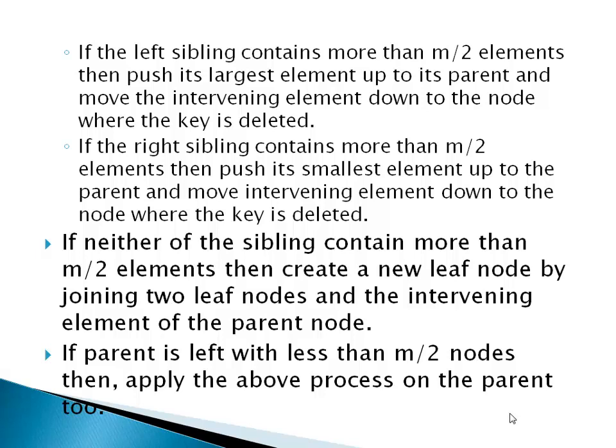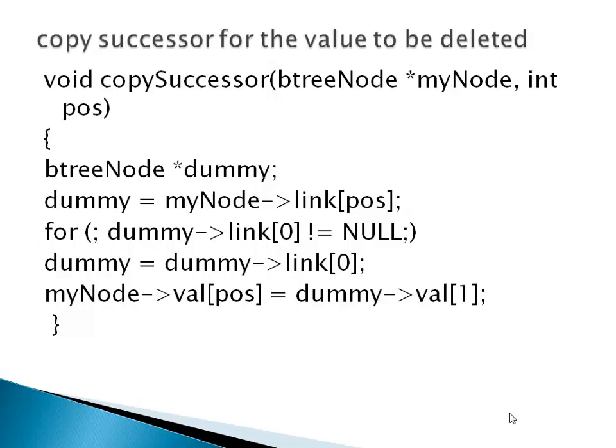If neither of the siblings contains more than m by 2 elements, then we have to create a new leaf node by joining the two leaf nodes and the intervening element from the parent node. If the parent is left with fewer than m by 2 nodes, then apply the above process on the parent node also. First is copy successor for the value to be deleted. So here is the copy successor function. After copying the successor, we will be removing that successor element from the tree.